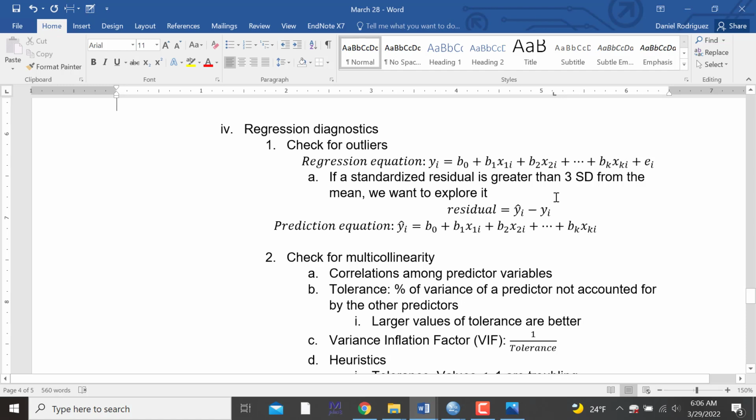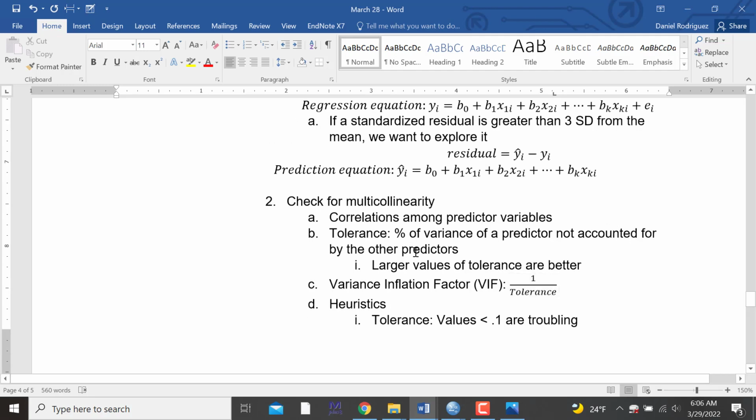Any residual that's greater than 3 standard deviations from the mean is considered an outlier, and we need to explore it. Doesn't mean we need to remove it. We just need to explore it because it could be a data entry error, like somebody's weight, instead of 100 pounds, one could have entered by accident 1,000 pounds, right? So it might just be a data entry error.